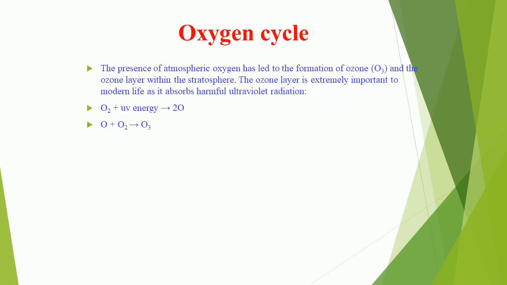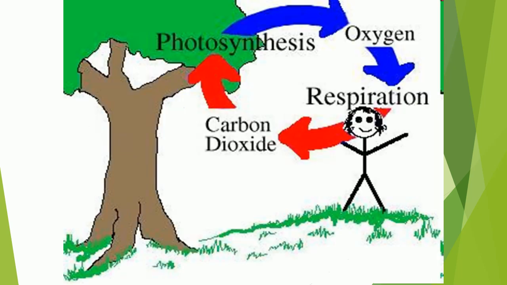Plants and animals extract nutrient minerals from rocks and release oxygen in the process. The presence of atmospheric oxygen has led to the formation of ozone, O3, and the ozone layer within the stratosphere. The ozone layer is extremely important to modern life as it absorbs harmful ultraviolet radiation. O2 plus UV energy yields 2O. O plus O2 yields O3.